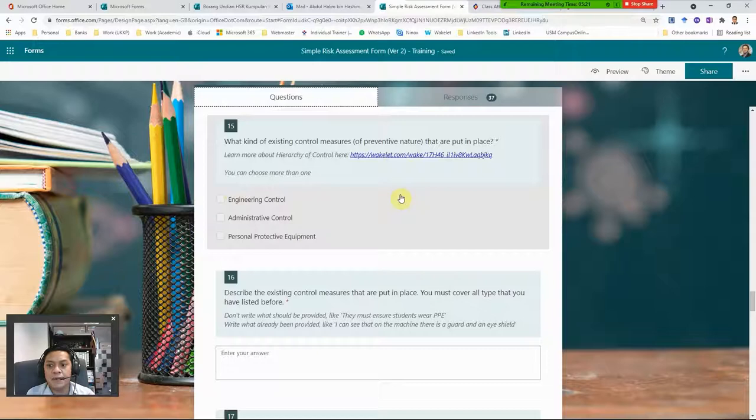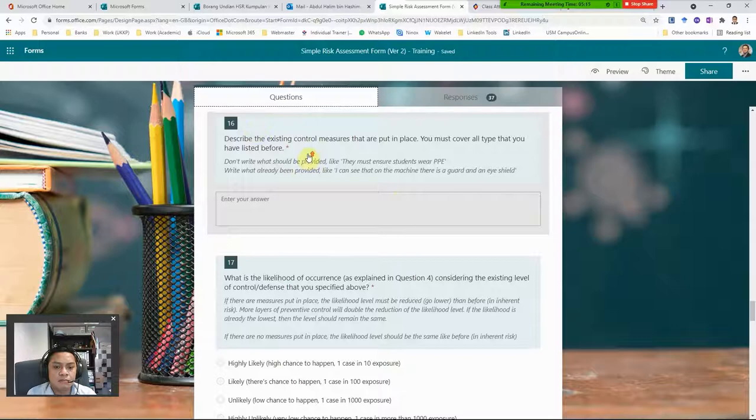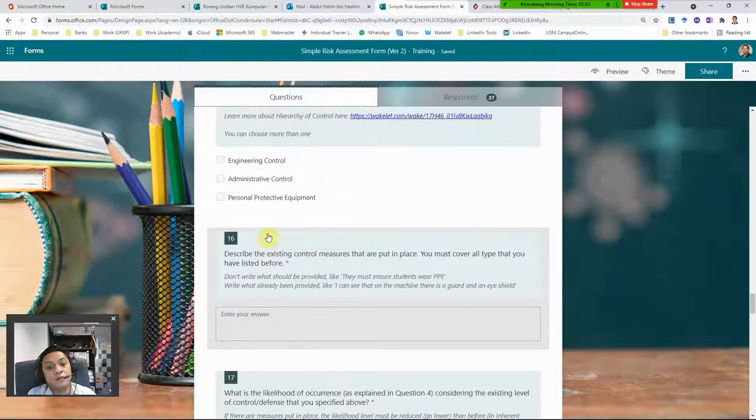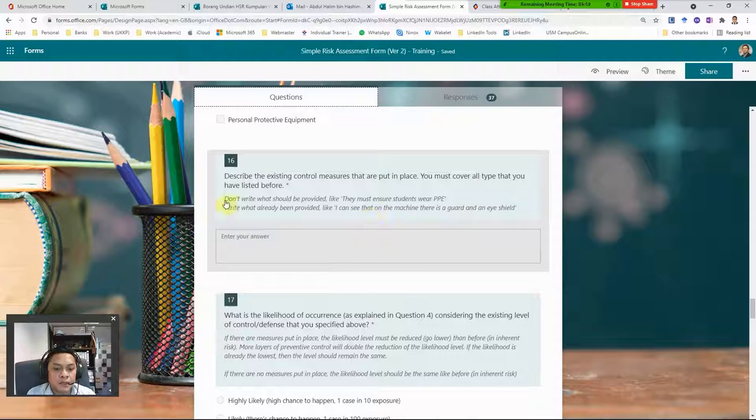Question 16. You have to describe. If you say there is an engineering control, then you have to describe it so that I can see whether you are giving the right answer and whether it is within the right category. Here is a warning, don't write what should be provided. A lot of students from the last cohort always like to put in they must, they should. I don't want that kind of answer. I want the answer of what is already provided, apa yang telah diberi, bukan apa yang sepatutnya diberi.